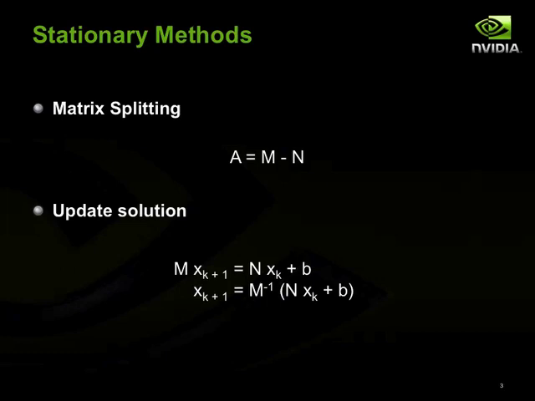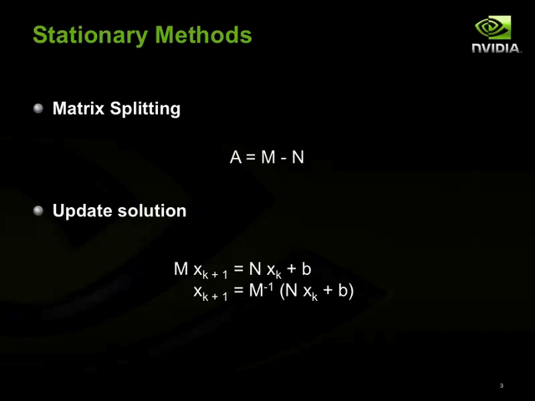So stationary methods are kind of nice in how you can describe them. You basically take your matrix A and split it into two parts, and we'll see how we might split that. Then you just have this basic update scheme. The idea is that you want to split it into M and N, and when you split it, you want to make M easy to invert. For N, it doesn't matter. We just multiply N times our existing solution and add b. But then we have to figure out the next solution by solving M x_{k+1} equals something.